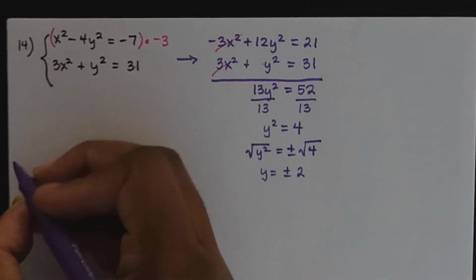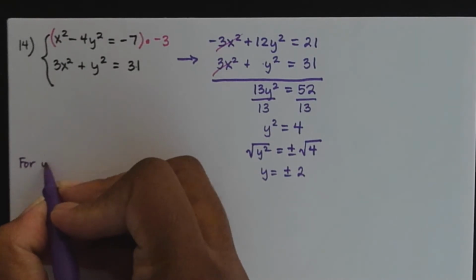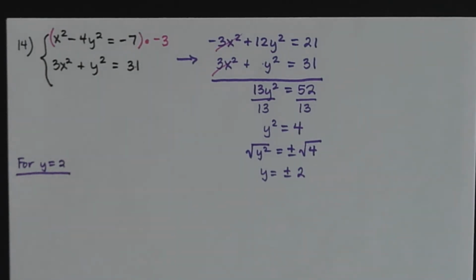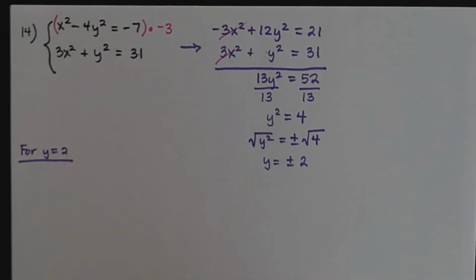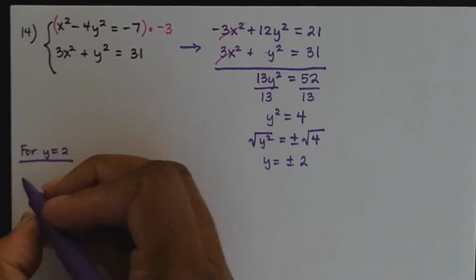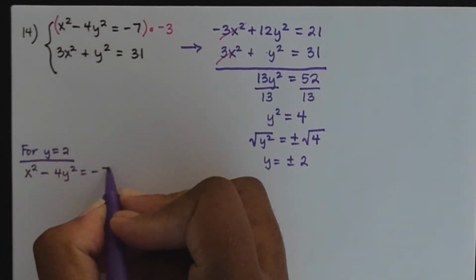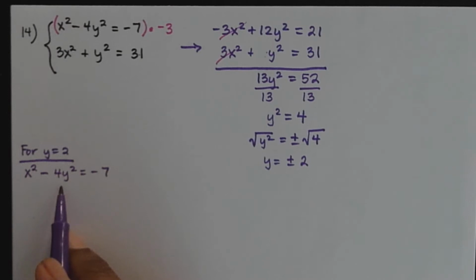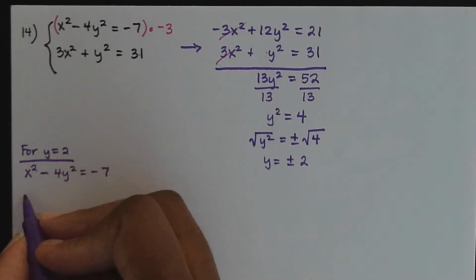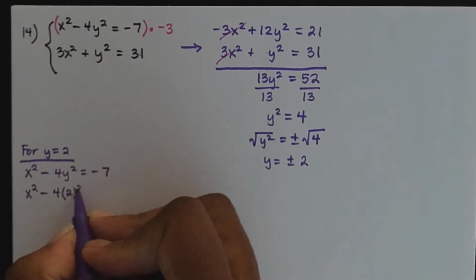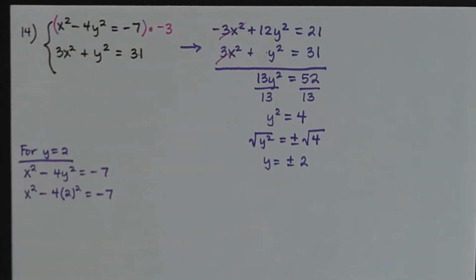So let's start with y equal to positive 2. Now I can use either the first equation or the second equation to find out what my x values are. In this case, I'm going to use the first original equation, x squared minus 4y squared is equal to negative 7. I'll copy that down and substitute the y with 2. So I have x squared minus 4 times 2 squared equals negative 7.